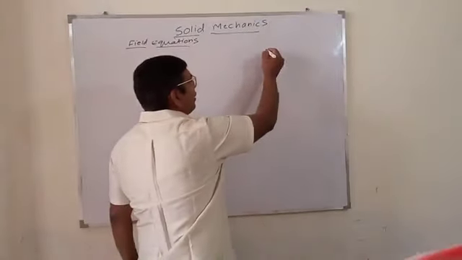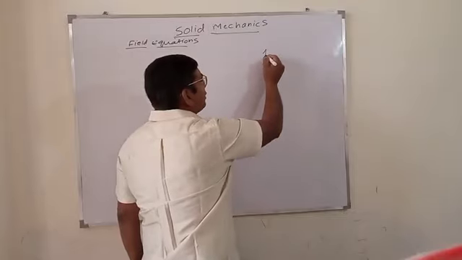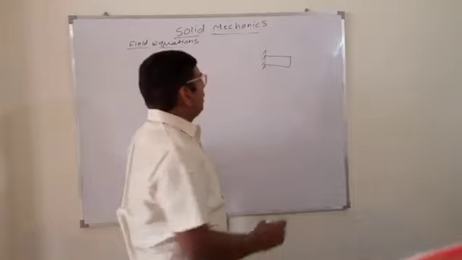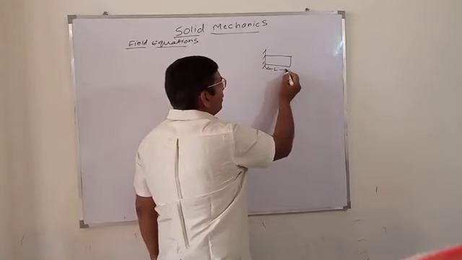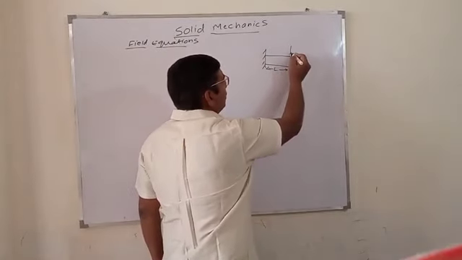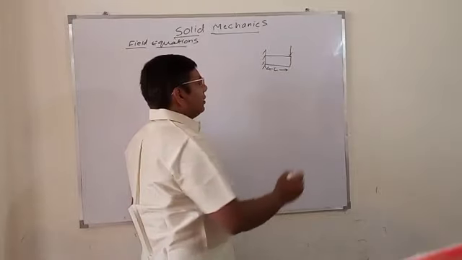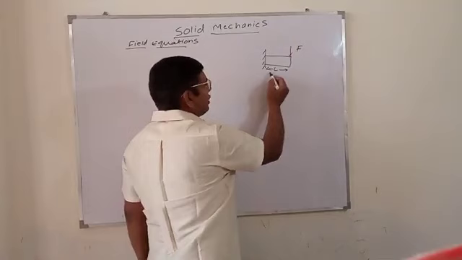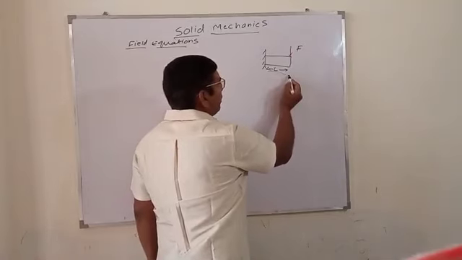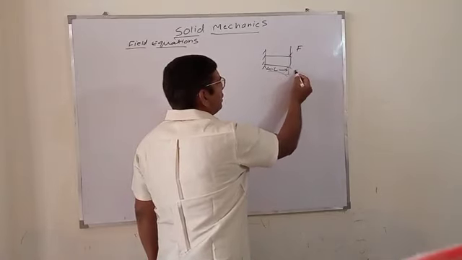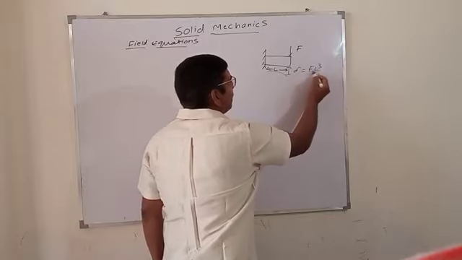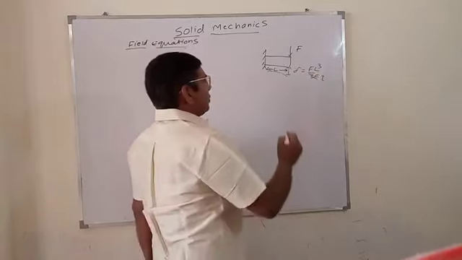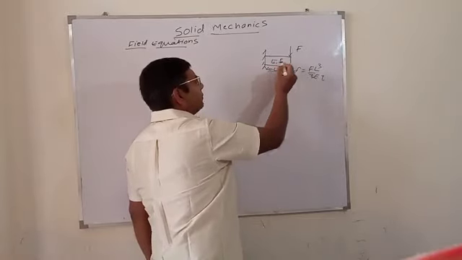Suppose we have a very simple structural component, like here a cantilever beam with length L, and at the free end a force F is acting. Then it's very easy to find out what the deformation will be. This one is FL cubed by 3EI, given E and I.